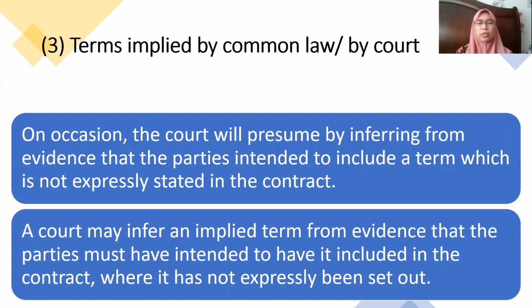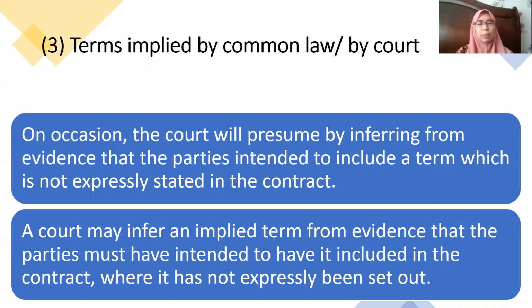So this is part 5 for the topic contents of the contract. In part 4, we discussed implied terms, and we discussed the first two common law approaches, which were terms implied by statute, followed by terms implied by custom or trade usage. So in this part 5, we are going to discuss the remaining three.